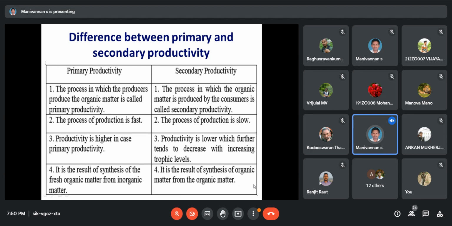What is community productivity? This is the rate of net synthesis of organic matter by the community per unit area, the net production of a particular community. That is called the community productivity.